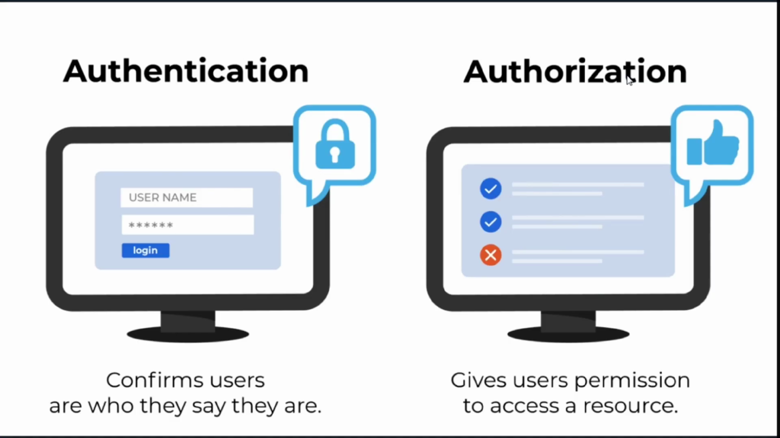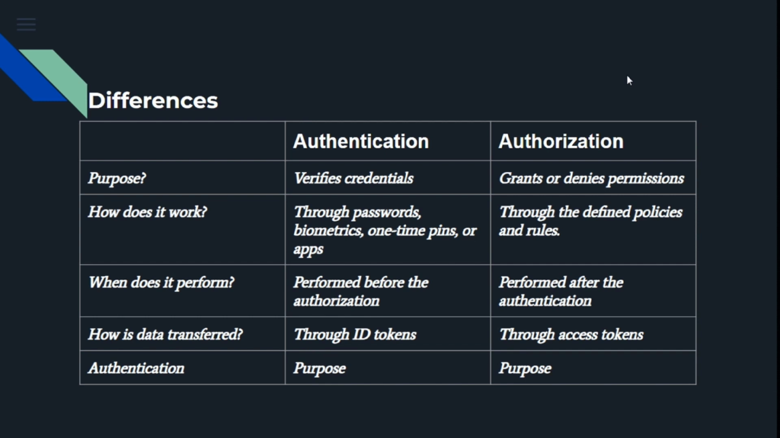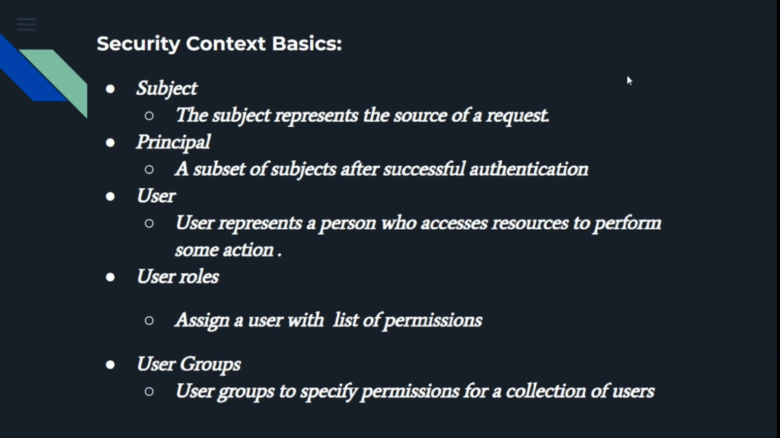So, let us see what are the differences between authentication and authorization. Authentication and authorization differ in purpose. Authentication verifies the credentials, what you have seen, whereas authorization grants or denies permission. Authentication is done through passwords, biometrics, one-time pins, or apps, whereas authorization is done through policies and rules. Authentication is performed before authorization, and authorization is performed after authentication. Authentication is done through ID tokens, and authorization is done through access tokens. Please ignore the last line.